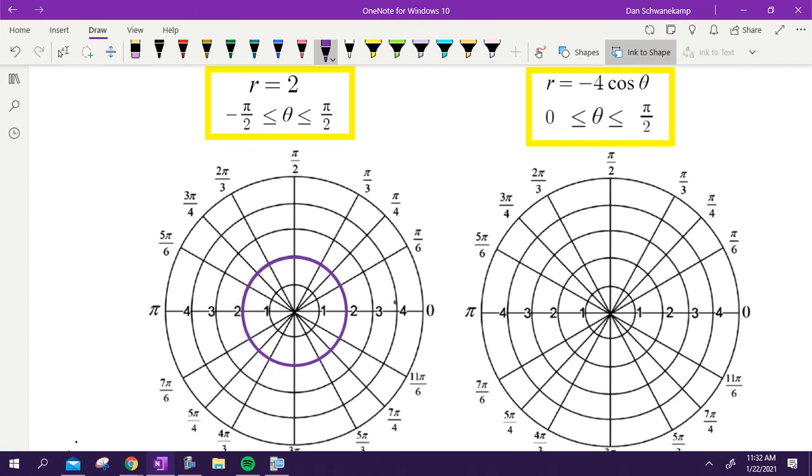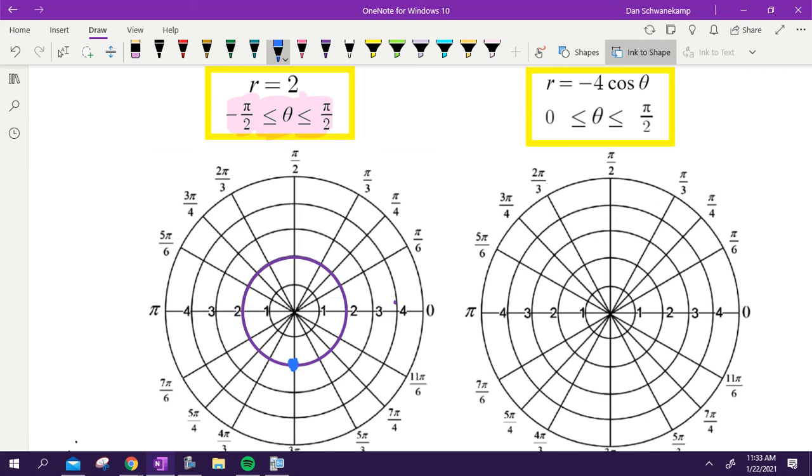But that's not what it says. It says I'm graphing this with restrictions. My theta needs to be between negative pi over 2 and pi over 2. Anybody have a guess as to what they think the actual graph will look like if my restrictions are negative pi over 2 to pi over 2? Kara? The right half of the circle. Why is that?